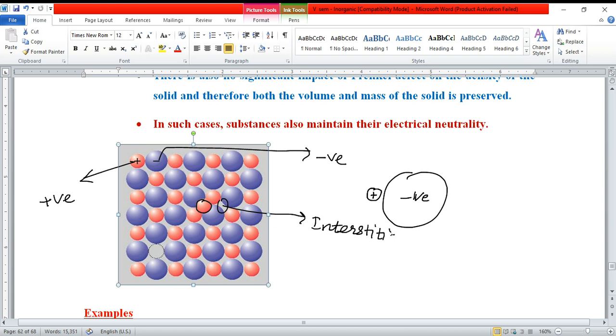What is known as an interstitial site? An interstitial site is the place which is normally left vacant when the normal arrangement of positive and negative ions takes place. So in this case there is the possibility of a vacant site, and that vacant site can be occupied by the small sized positive ion.